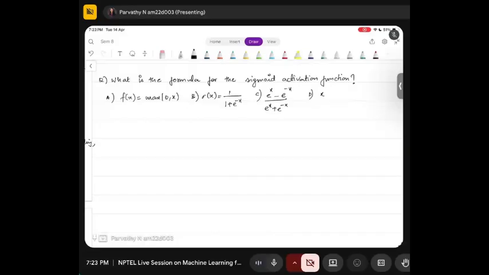What is the formula for the sigmoid activation function? Options: max of 0 comma x; 1 by 1 plus e raised to minus x; e raised to x minus e raised to minus x by e raised to x plus e raised to minus x. It is 1 by 1 plus e raised to minus x.